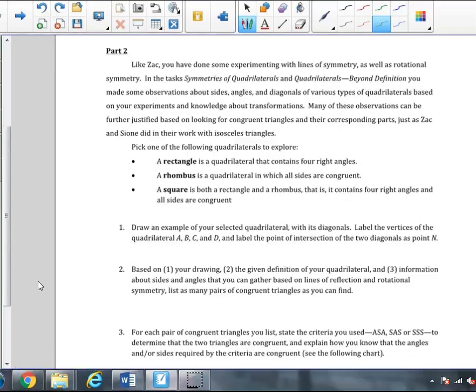In part 2 of this lesson, we were asked to pick one of the following quadrilaterals to explore: a rectangle, a rhombus, and a square, and we were given definitions of each of these three quadrilaterals. We were asked to draw an example of the selected quadrilateral along with its diagonals, and to label the vertices.